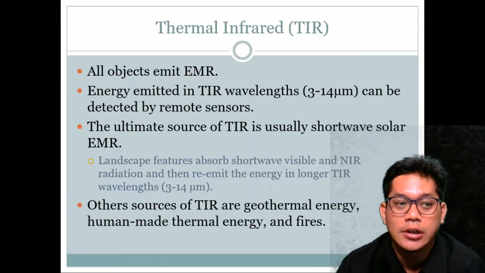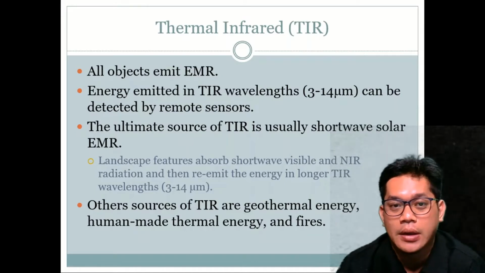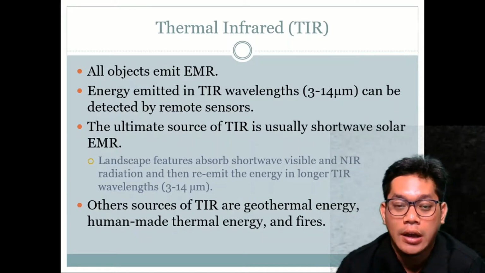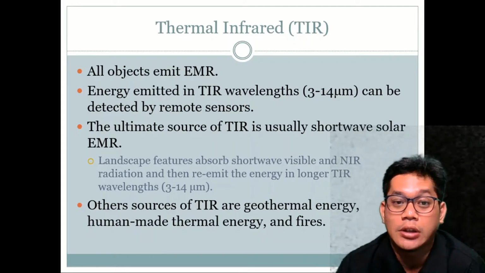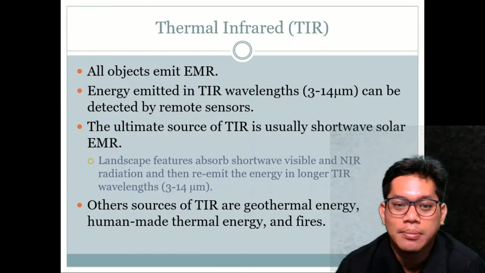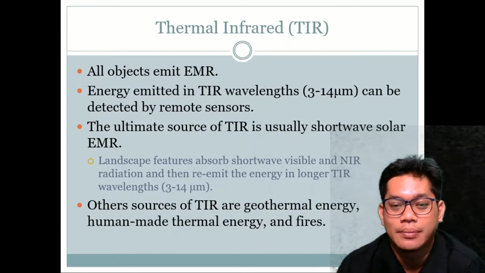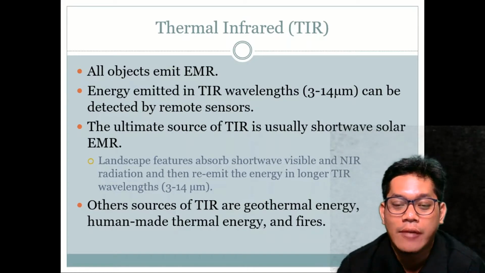that represent the natural world and so on. The other properties that are also available in satellite images are thermal infrared. As we see, all objects on the Earth's surface emit EMR, or electromagnetic radiation, and this energy is basically emitted in thermal infrared. Some of the energy produces heat, and this heat has the properties of the thermal infrared wavelengths, which is from 3 until 14 micrometers.